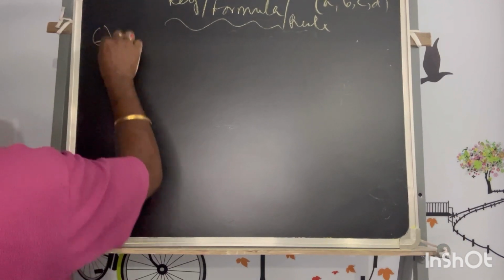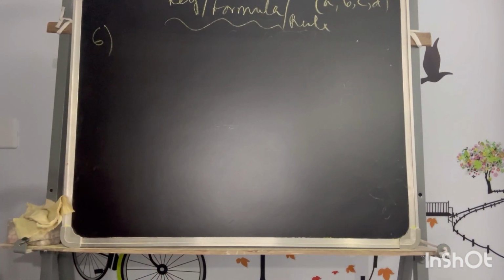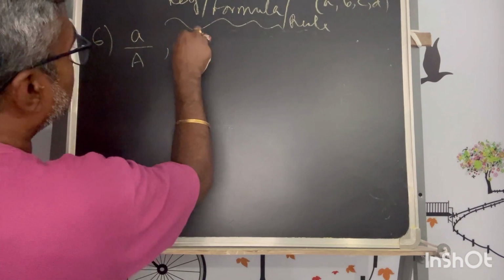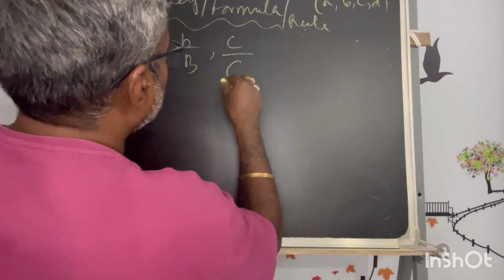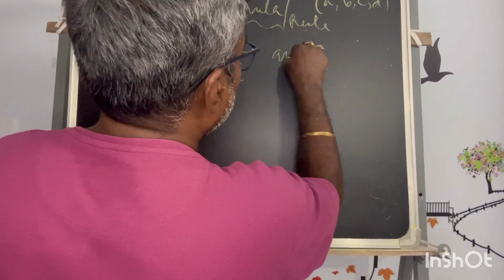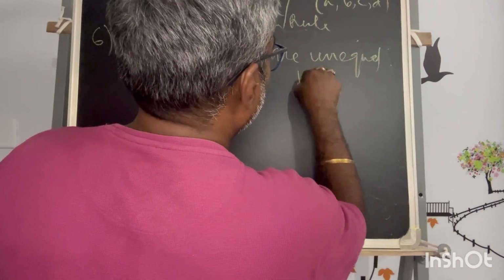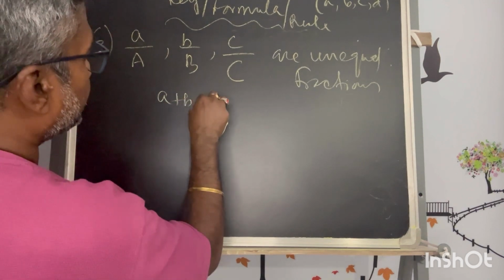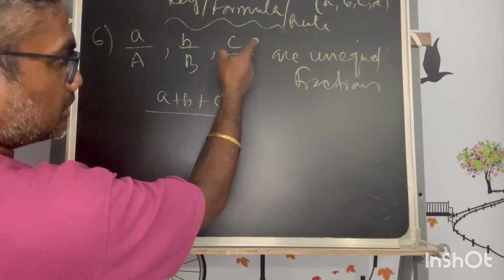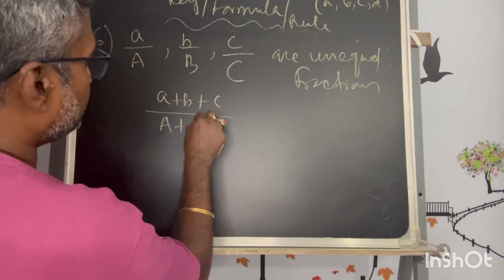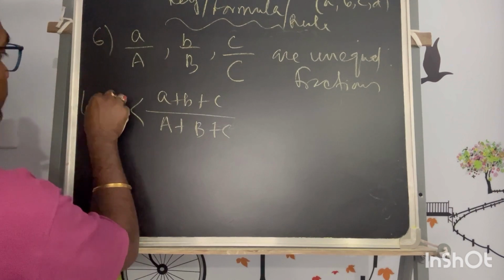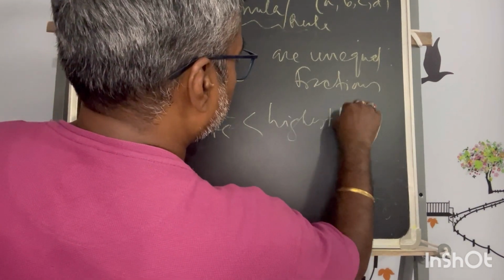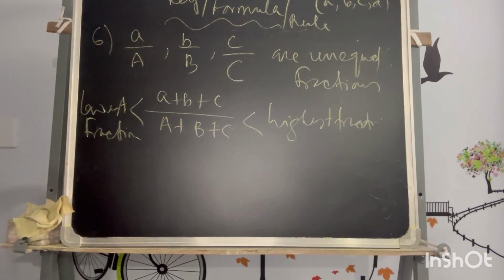The next one is: if three ratios, unequal ratios, a by b, c by d and e by f, are unequal fractions, then the ratio of the summation of the antecedents to the consequents will lie between the lowest fraction and the highest fraction. Okay, this is one kind of corollary.